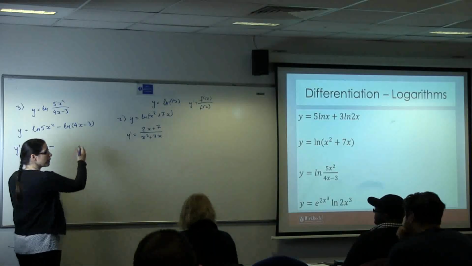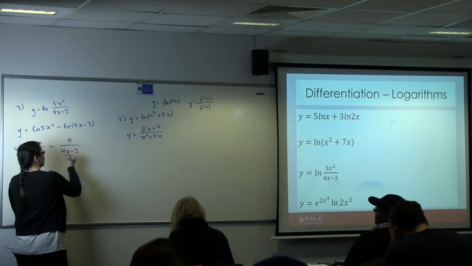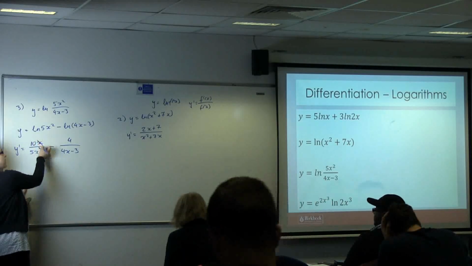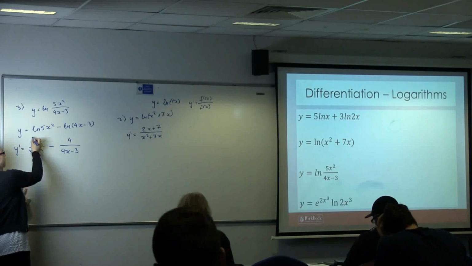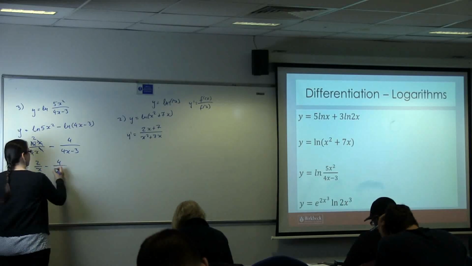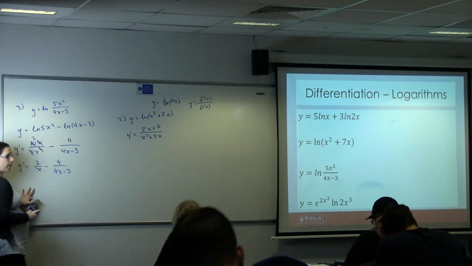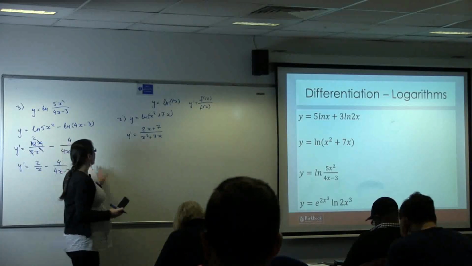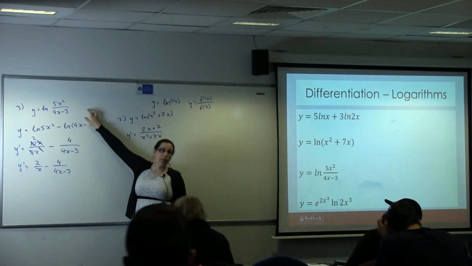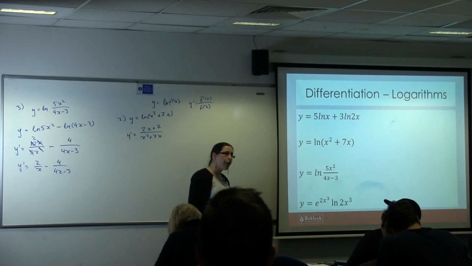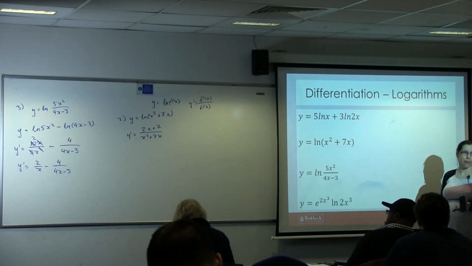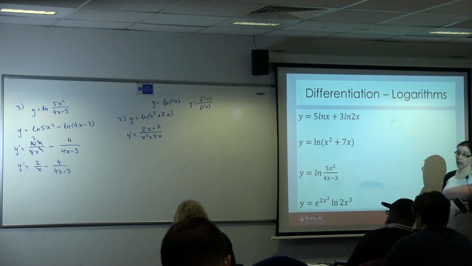4x minus 3's derivative is, and then just put that over top of the original. Well, I can see here now that x cancels down, and again, I cancel it down to 2. So y prime equals 2 over x minus 4 over 4x minus 3. No way I would have gotten the same answer as easily if I went and differentiated it right away here. So whenever it's possible, apply the log rules to make the function simpler before you differentiate it. Will make a whole lot of difference to your answers.